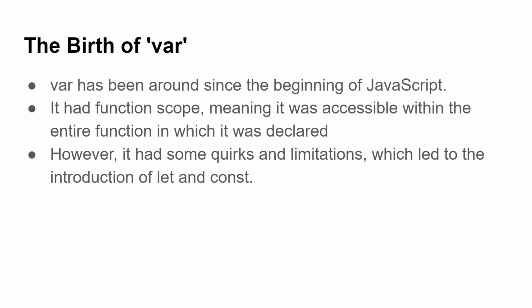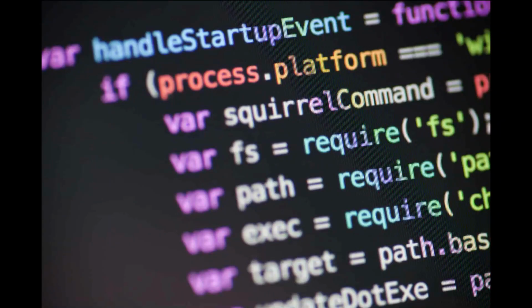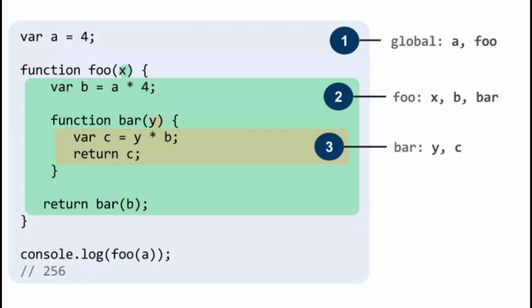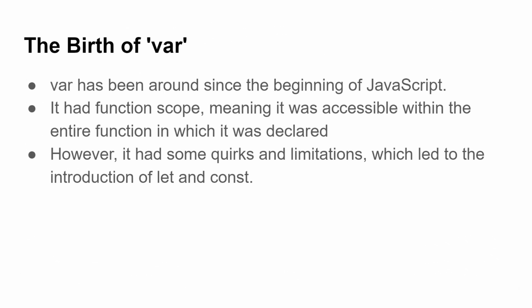Back in the early days of JavaScript, before the release of ES6, the primary way to declare variables was using the var keyword. It had function scope, meaning it was accessible within the entire function in which it was declared. However, it had some quirks and limitations which led to the introduction of let and const.